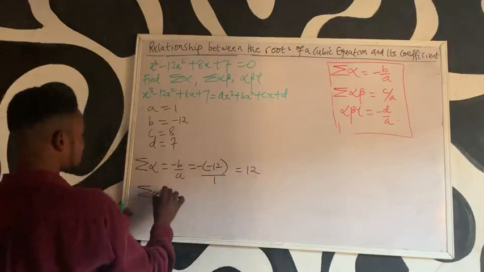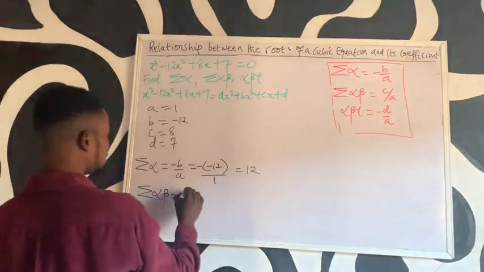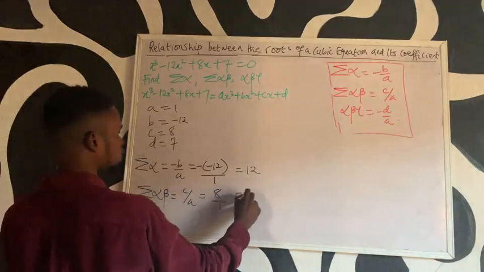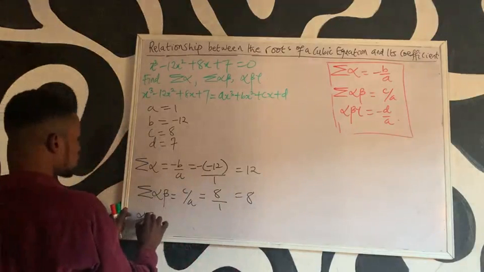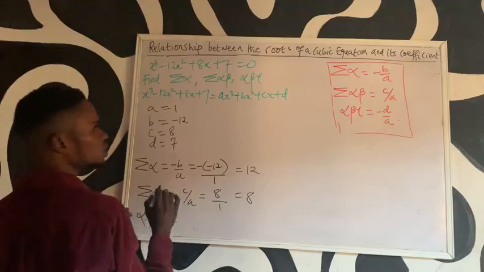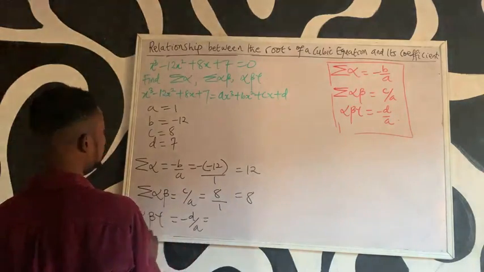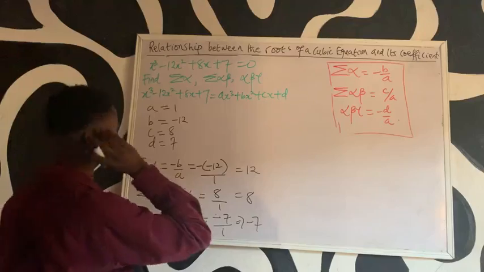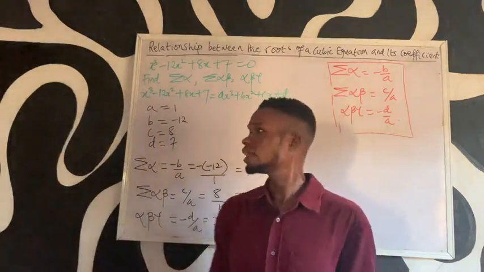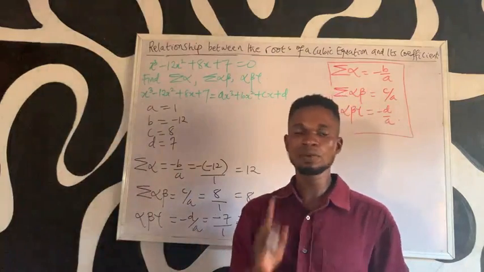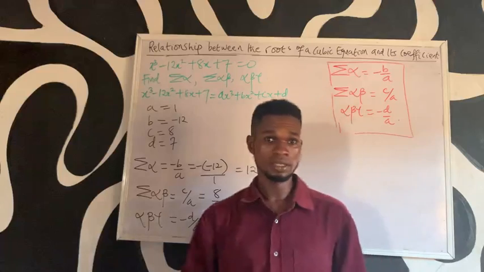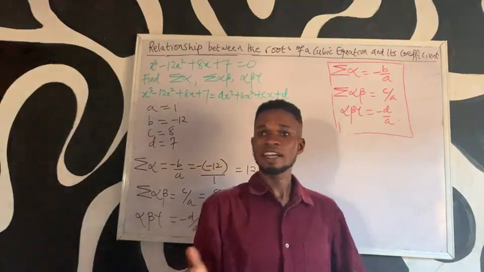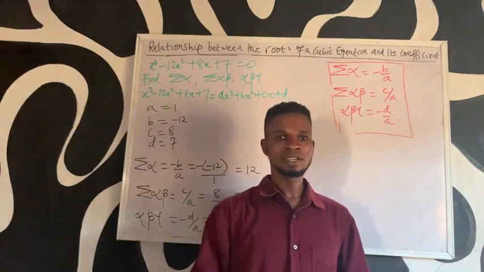Summation of alpha beta is c over a. C is 8, a is 1, so that's 8. And the product of the three roots, alpha beta gamma, is minus d over a, which is minus 7 over 1, which is minus 7. Now, these are how to find the sum of the roots taking one at a time, the sum of roots taking two at a time, and the product of the roots of a cubic equation, provided that alpha, beta, and gamma are the three roots.